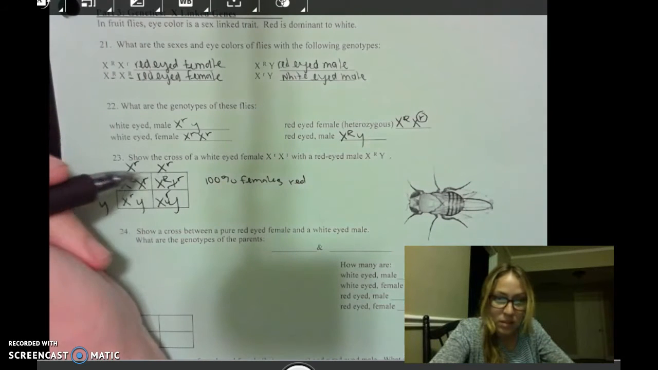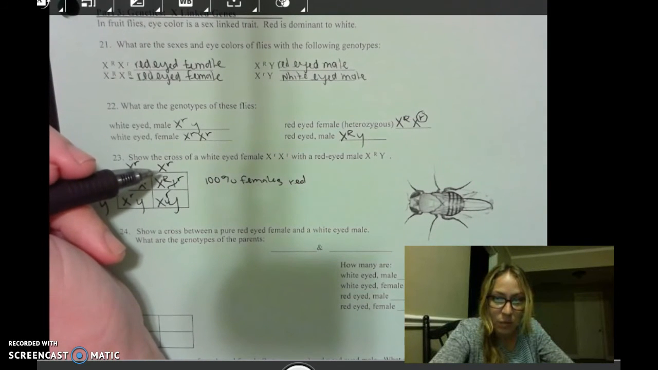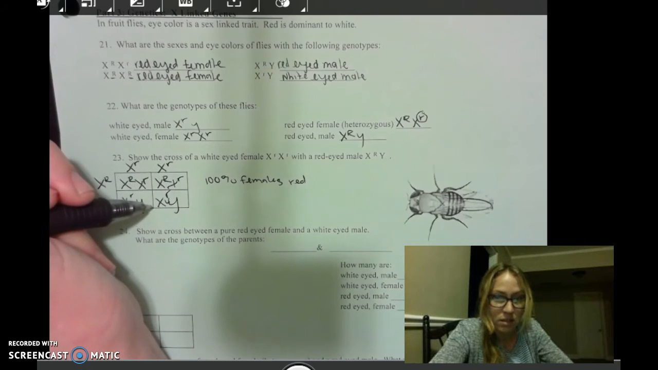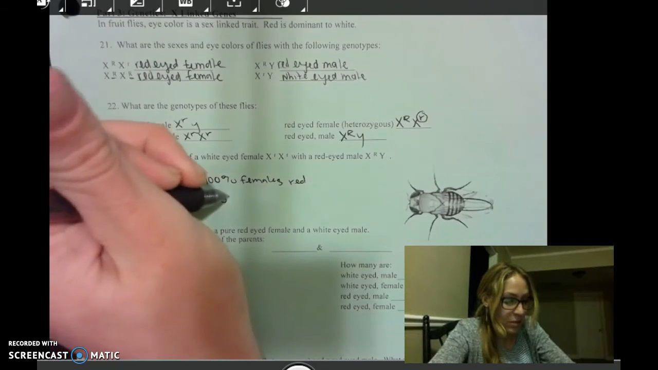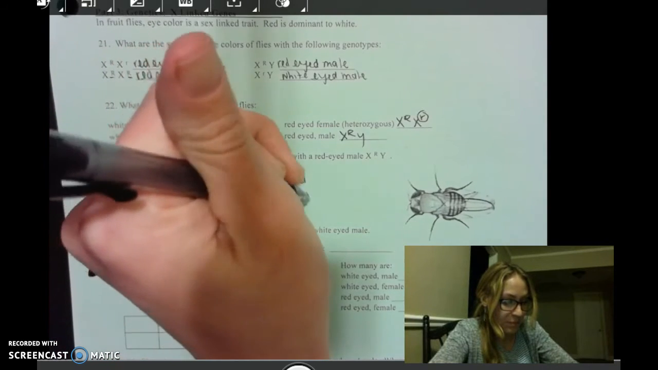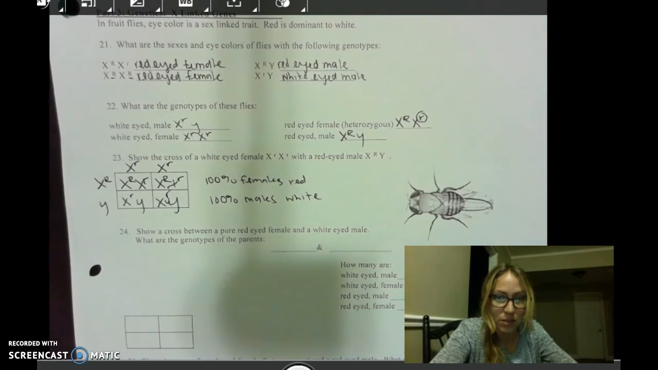And the mom was an affected individual. She had that white-eyed trait. So because she's giving the X to her boys, that means 100% of the boys have white eyes. Kind of interesting when you think about if this was color blindness and I had an affected female with color blindness, a human female, there would be 0 chance that her boys would not have color blindness.